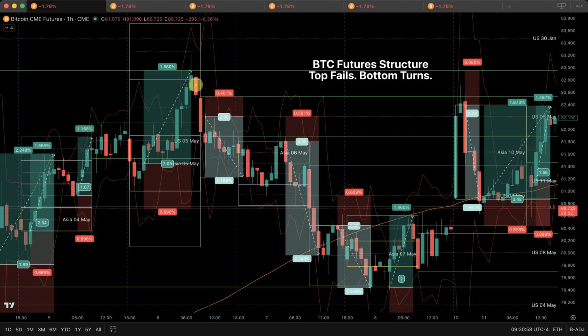Long entry line: May 10th Asia session lower boundary. Stop loss line: May 7th US session lower boundary. Take profit line: May 10th Asia session midpoint. Trailing target: May 10th Asia session upper boundary. Risk-reward ratio 3.48. The long begins at May 10th Asia lower boundary.